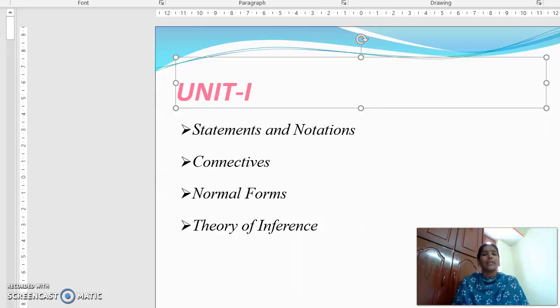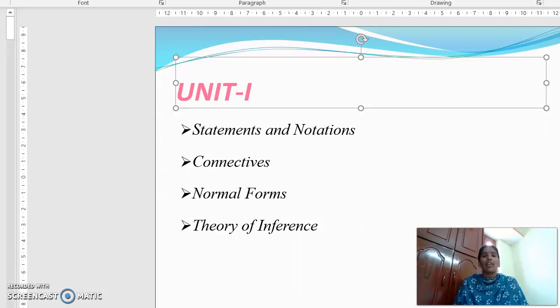So in discrete mathematics, we have 5 units. The first one is mathematical logic, and the second unit is set theory. The third unit is permutations and combinations, the fourth unit is recurrence relation, and the fifth unit is graph theory. So the first unit is nothing but mathematical logic.